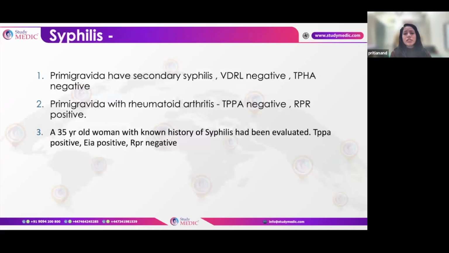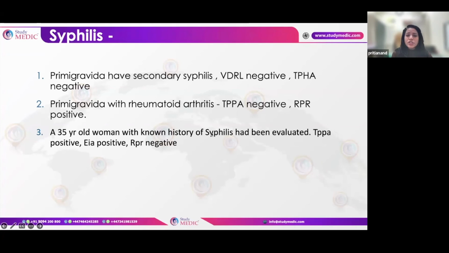Now, if syphilis is tested and all the tests are coming back negative, but she carries full-blown symptoms and presentation of secondary syphilis, this phenomenon is known as the prozone phenomenon. If a patient has rheumatoid arthritis and you test that TPPA is negative, but RPR is coming as positive. Some patients with chronic diseases like rheumatoid arthritis and tuberculosis actually have tests like RPR or VDRL coming positive in them. These are known as false positive tests.